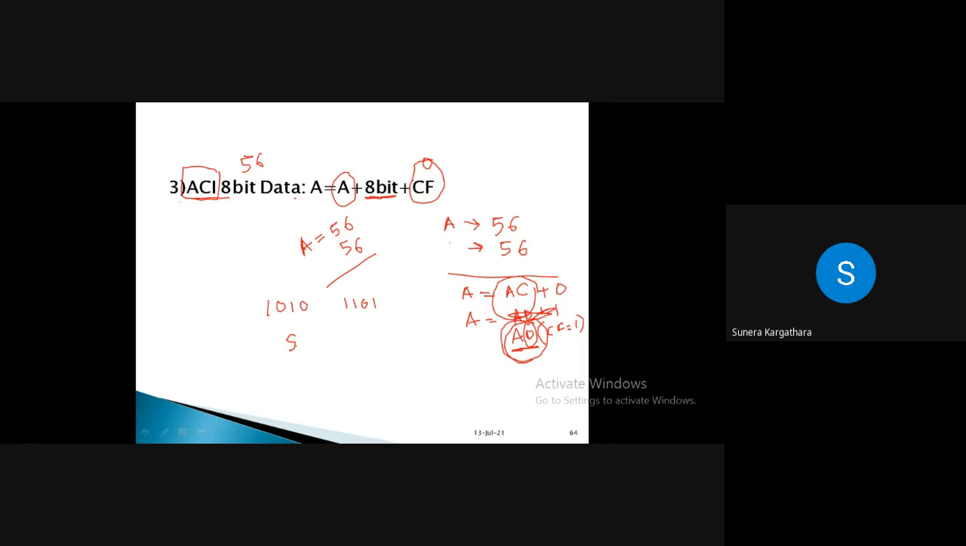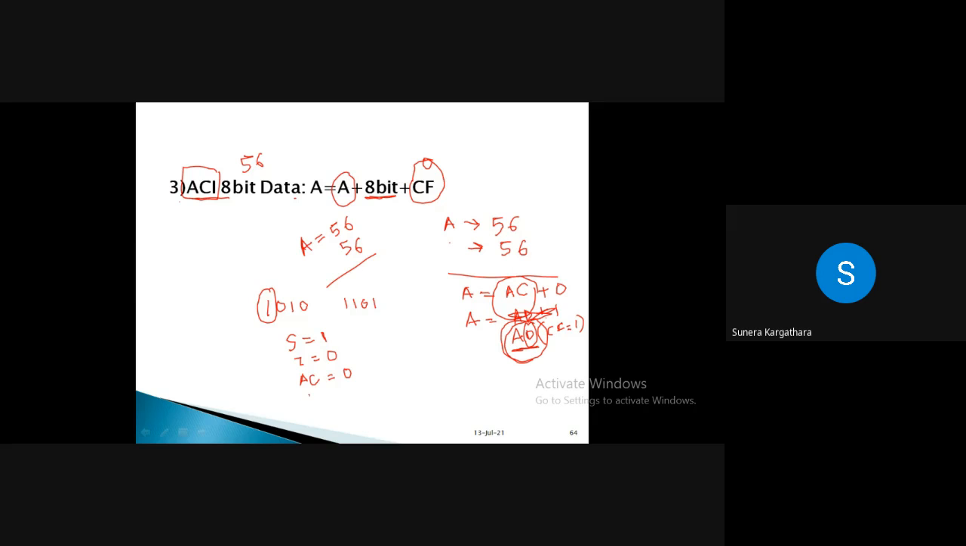What about sign? Sign will be 0. Why? You need to check your MSB, the most significant bit. If the MSB is 1, that means your sign bit is 1. Then what about zero? It will be 0. Correct. What about AC? AC will be 0. 6 plus 6, so yes, it will be 0.